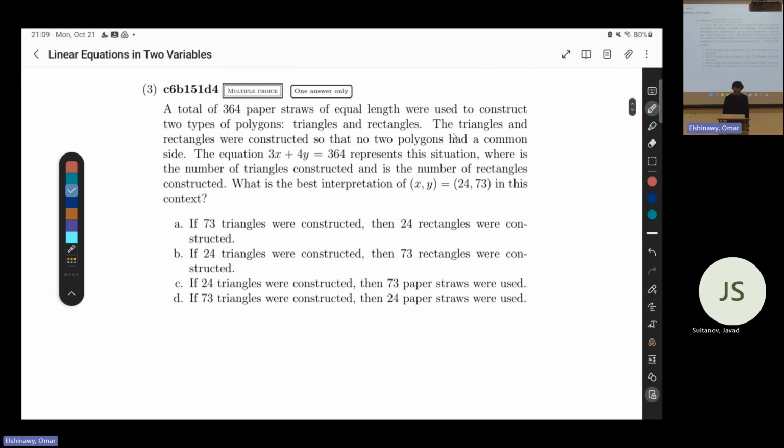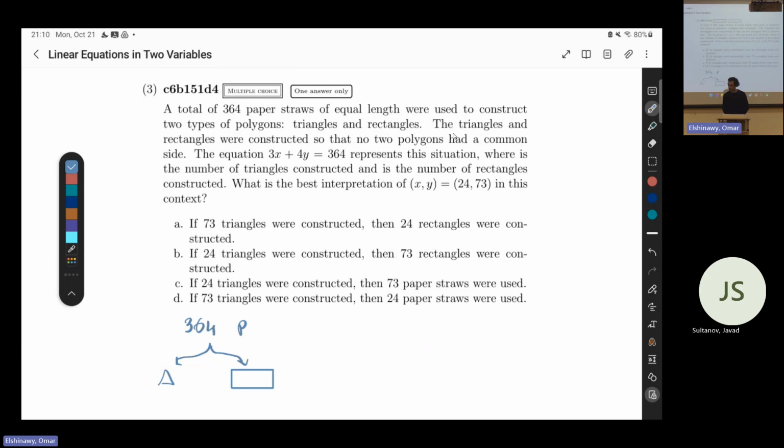So we have 364 paper straws. Maybe I'll just call it P. Each one has an equal length. We use these 364 paper straws to make two things: triangles and rectangles. Now the triangles and rectangles were constructed so that no two common polygons had a common side.